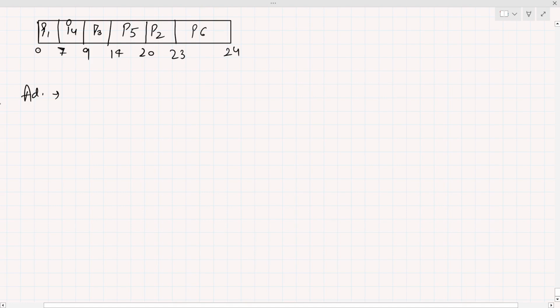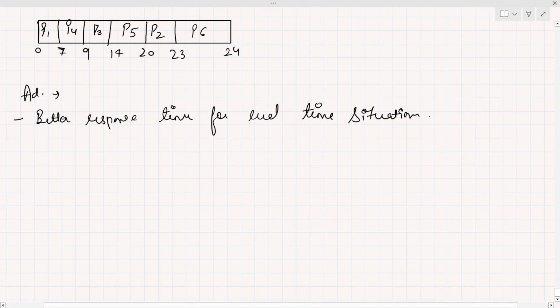The advantage of this scheduling algorithm is a better response time for real-time scenarios. In real-time situations, this scheduling algorithm is highly implemented. So this is one advantage of the scheduling algorithm.